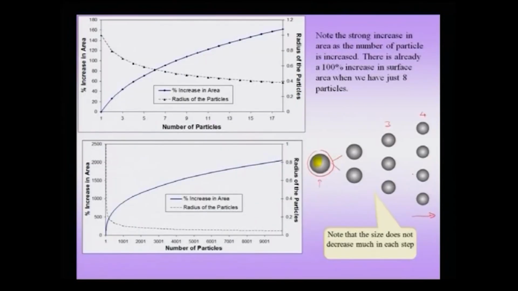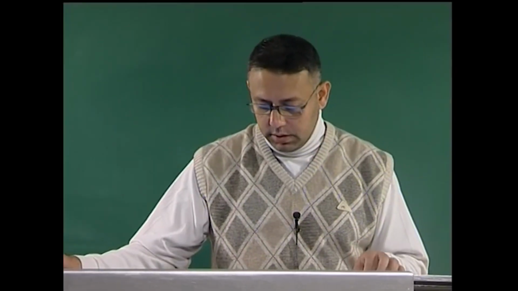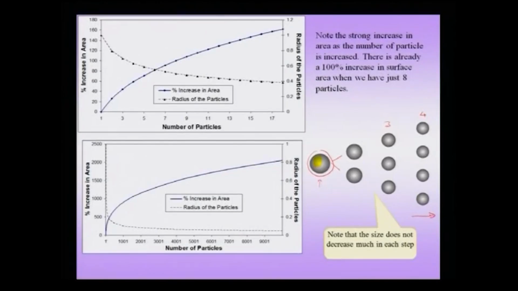So, let us do this calculation a little more and try to understand the impact, especially when I go to a large number of particles as shown in the bottom graph. So, you are starting with one particle and going to something like a few thousand particles. Here we have shown about 9,000 particles, to see how these numbers change and what will be the impact of this increase in number of particles.